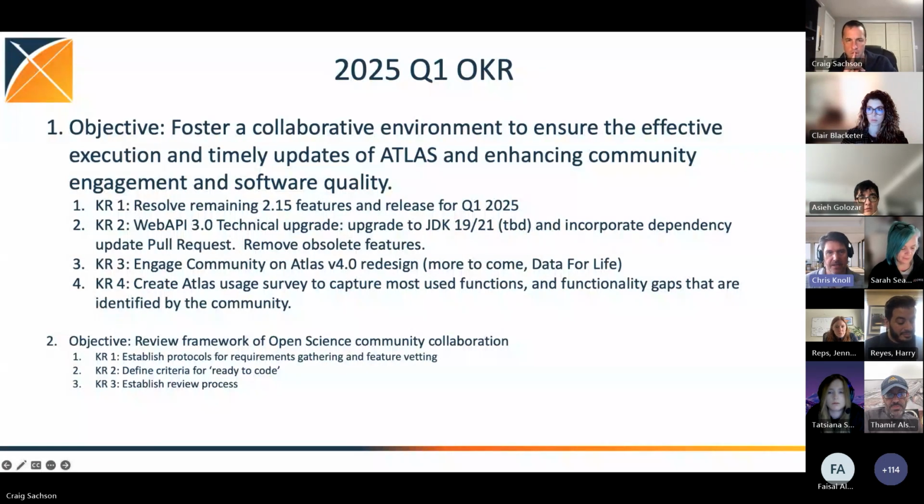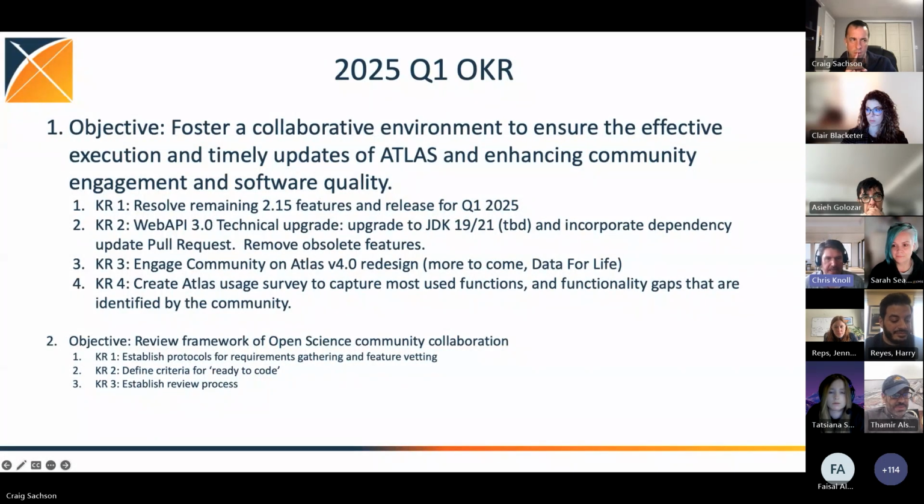Identifying these specifically, our first objective is to foster a collaborative environment to ensure the effective execution and timely updates of Atlas, enhancing community engagement and software quality. The key results for this will be to resolve the 2.15 issues that we have outstanding so that we can do our final 2.x release for the 2.x line of our tool. First quarter 2025 is our target.